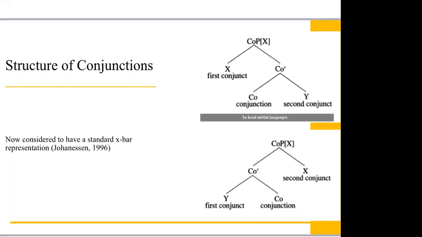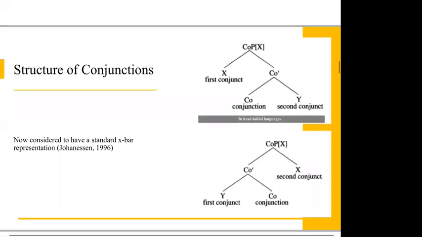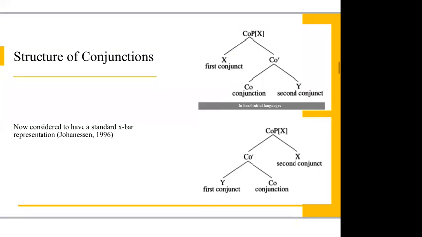And she didn't actually look at how it would work in head final languages, but she assumed that it's going to be the inverse of it, obviously. So the first conjunct and the conjunction would form a constituent, and the second conjunct is in the specifier in head final languages. So does anyone want to take a guess as to whether this seems correct? The second conjunct, in head final languages. There hasn't been any response, okay. That's fine. Because I asked this, I'm sure you know that that's not actually the case.